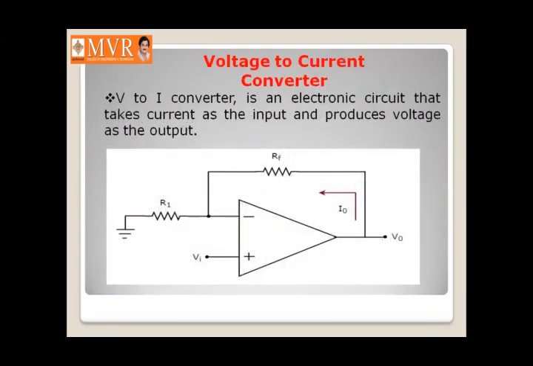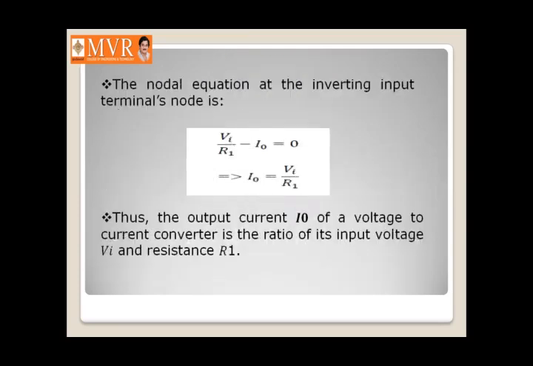And the next application is how this op amp is going to convert input voltage to output current. That is nothing but the changes in the input voltage must be able to change the output current, such that the output current must be proportional to the input voltage. So that we have seen in the voltage to current converter.